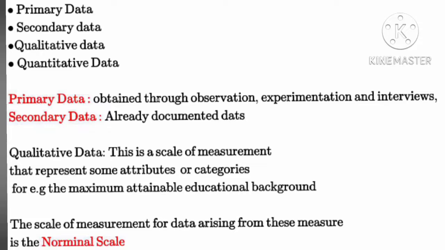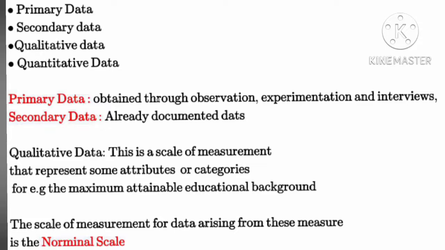We have the classification of data by source of data, and we also have classification of data by scale of measurement. When we say classification of data by source of data, we are referring to the primary and secondary data. But classification of data by scale of measurement, we are referring to the qualitative data and the quantitative data. So qualitative data is a scale of measurement that represents some attribute or categories.